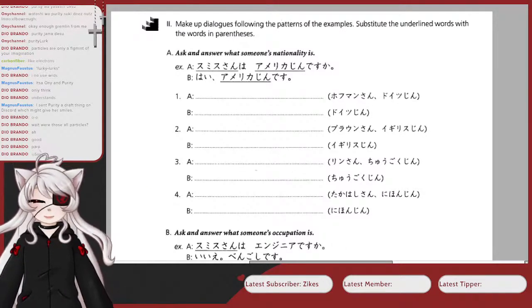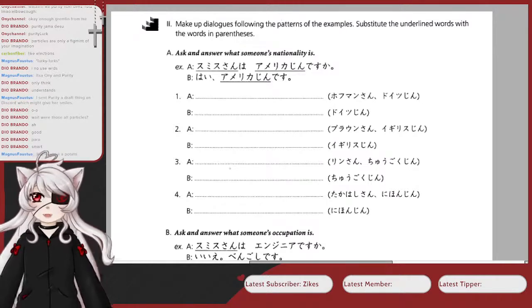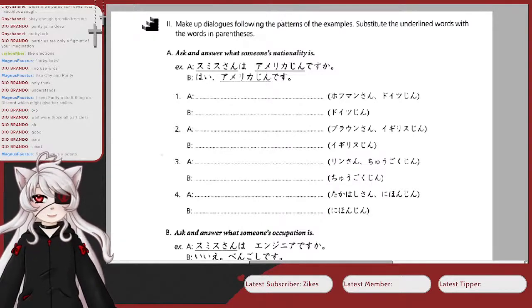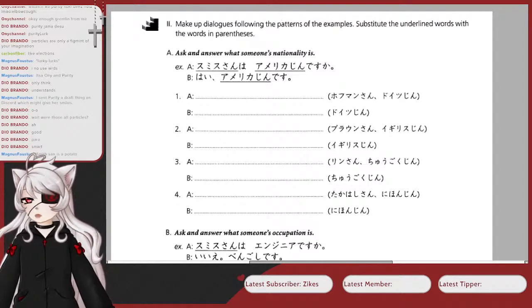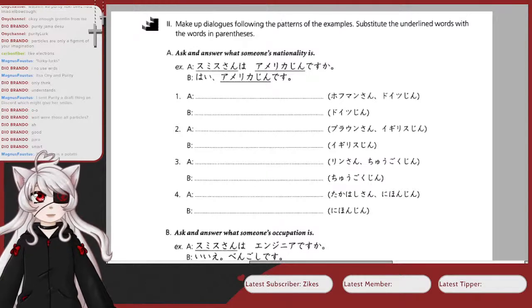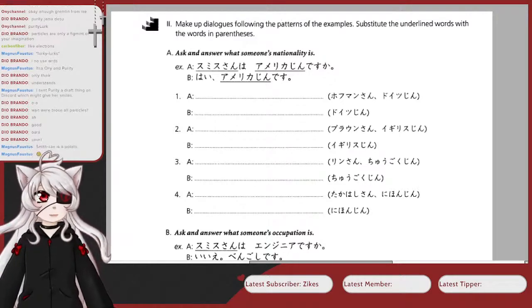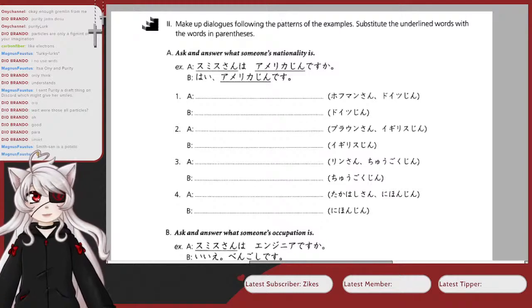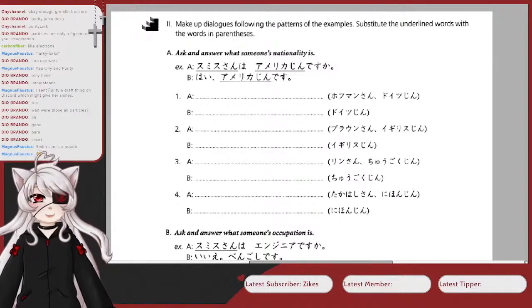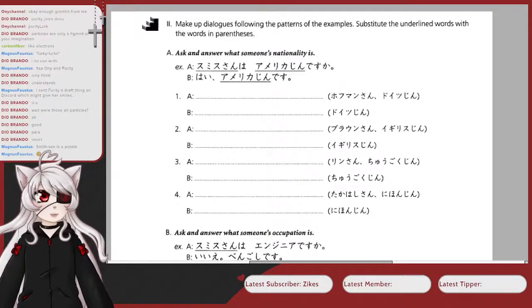Smith-san is a potato? No, give me that in Japanese. I know what a potato is in Japanese, and I'll give you a point. Smith-san wa... What's potato in Japanese? This is what I really want. I want a Japanese dictionary. I need a dictionary. Is it just potato? I swear to God, if it's just potato, I'm gonna lose my mind. No. Jagaimo. Smith-san wa jagaimo desu. He is a potato. I feel like that'd be quite rude.